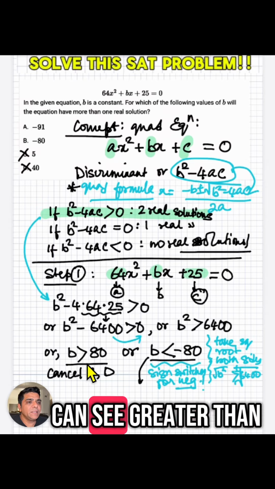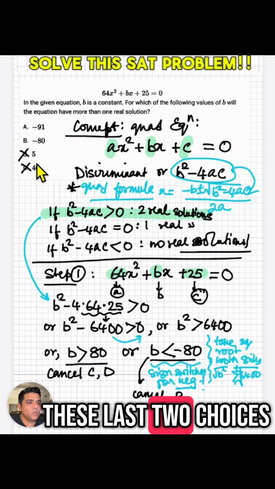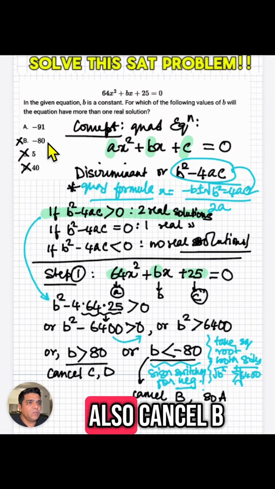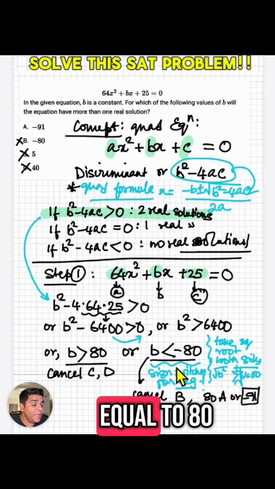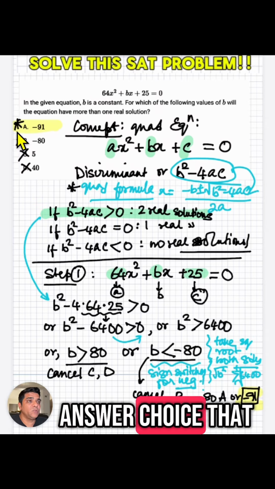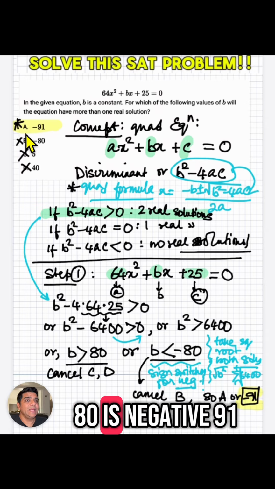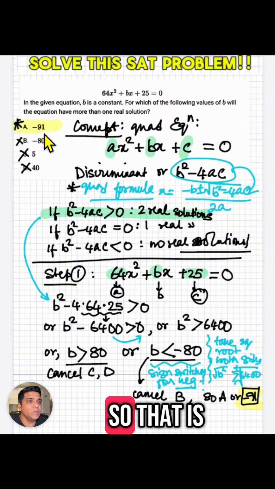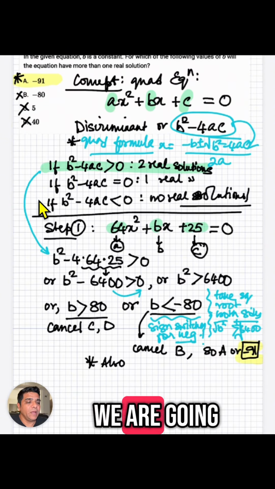So quickly we can see greater than 80, we can cancel these last two choices. And we can also cancel b, because b is equal to 80, not less than 80. So the only answer choice that is less than negative 80 is negative 91. So that is the correct choice we are going to select.